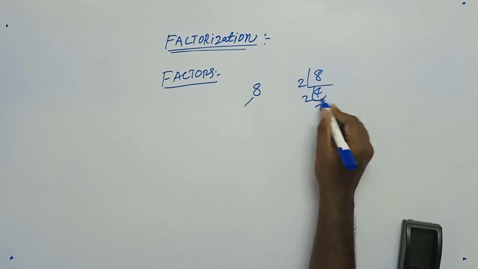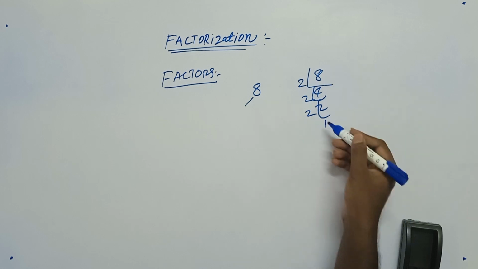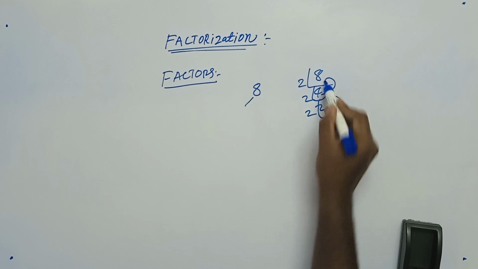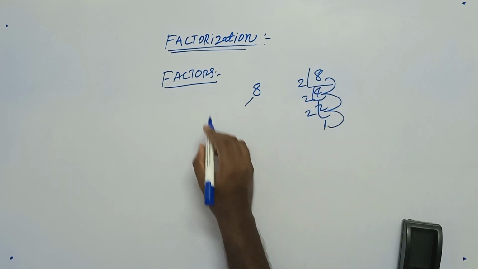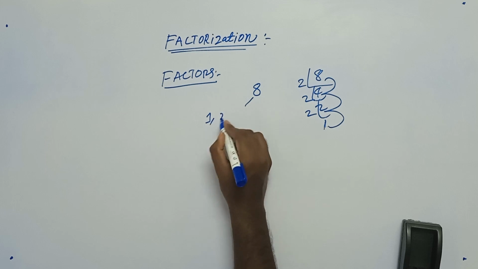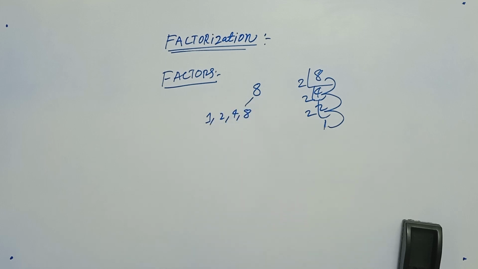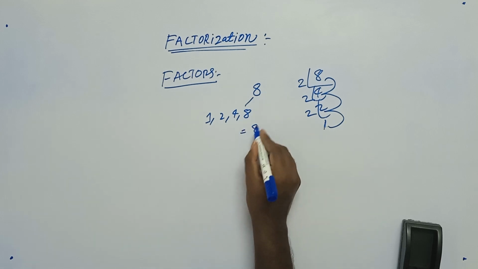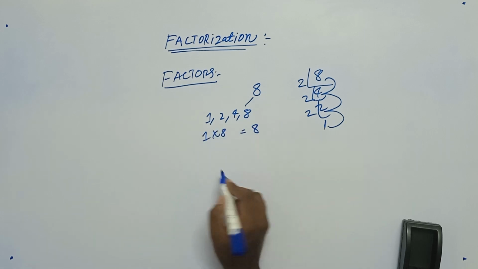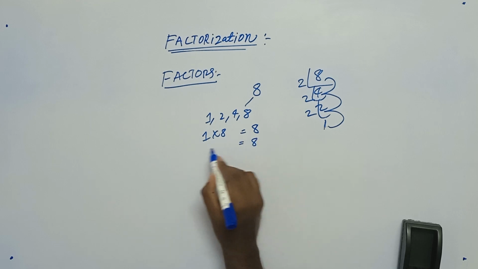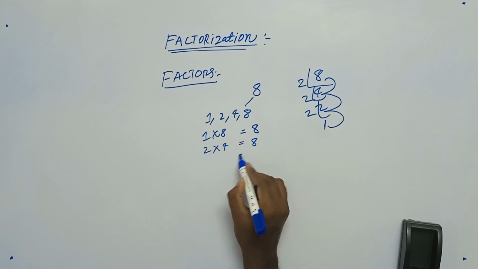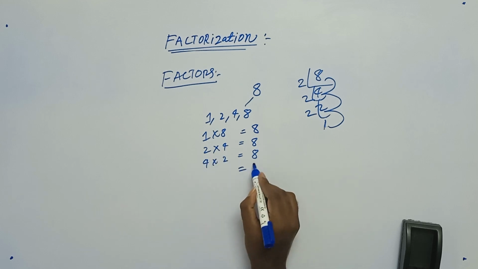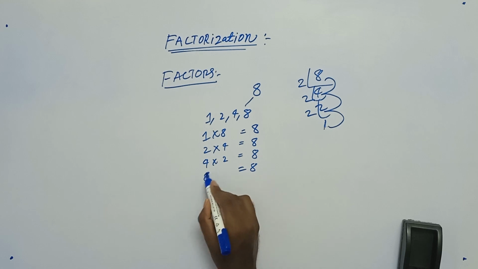Two 4s are 8, two 2s are 4, two 1s are 2, right? After doing prime factorization, here you can get the factors: 1, 2, 4, 8. So 1, 2, 4, 8 are the factors of 8. That means 8 goes in the 1 table 8 times, 1 8s are 8, and 8 also goes in the 2 table 4 times, and in the 4 table 2 times. So 8 also goes in the 8 table 1 time.